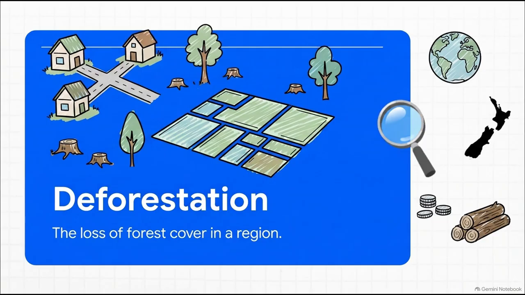But one major impact of all this clearing and building is deforestation. Deforestation is the loss of forest cover in a region. Simply put, it means we're cutting down way too many trees. People do this to get wood for building houses or to clear space for giant farms to grow food. To put that into perspective, forests the size of entire countries have been cleared out over the years.